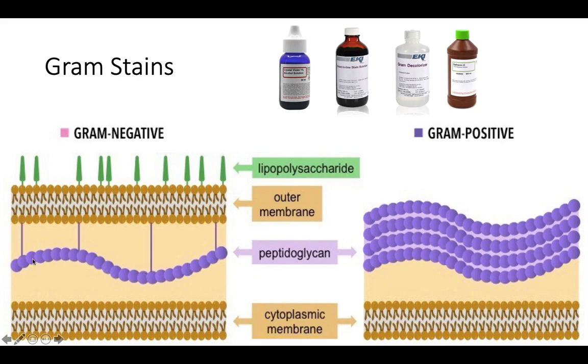Whereas over here, our gram-negative has a very thin peptidoglycan layer. He can't really hold much crystal violet, but he will take crystal violet in regardless. So over here in our gram-positive, you add some crystal violet in the first step.